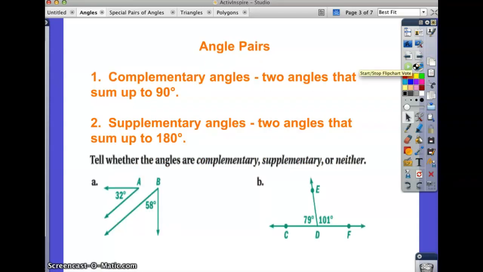Also, angle pairs. Complementary angles are two angles that sum up to 90 degrees. Supplementary angles are two angles that sum up to 180 degrees. Make sure you write this down and memorize it.